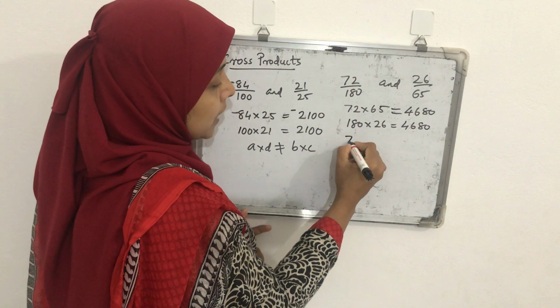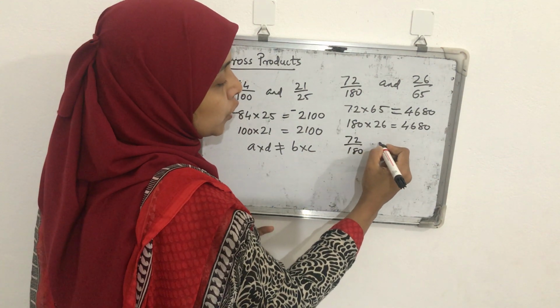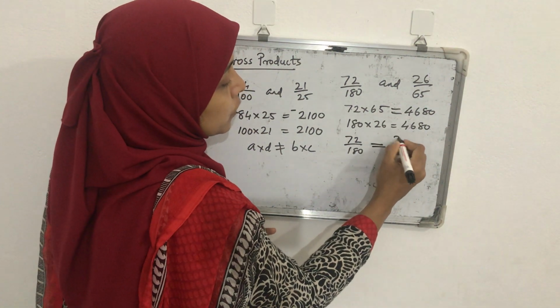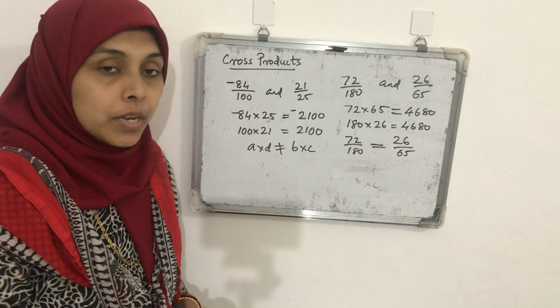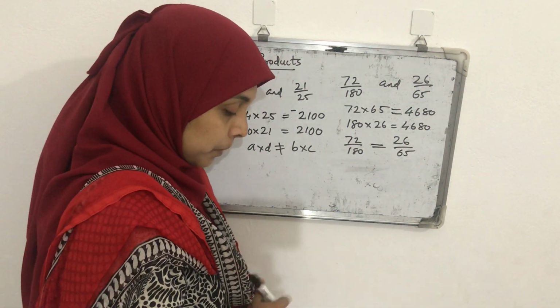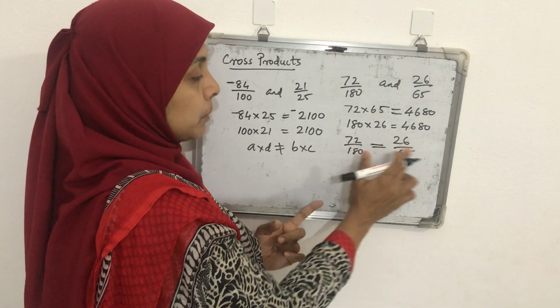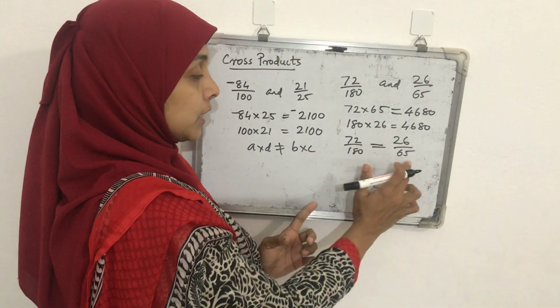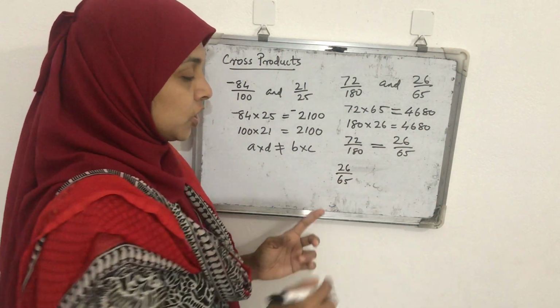So we can say 72 by 180 is equivalent to 26 by 65. Now if they are equivalent, we want to find their simplest form. In these two, which is the simpler form when we consider them? That we can take as 26 by 65.